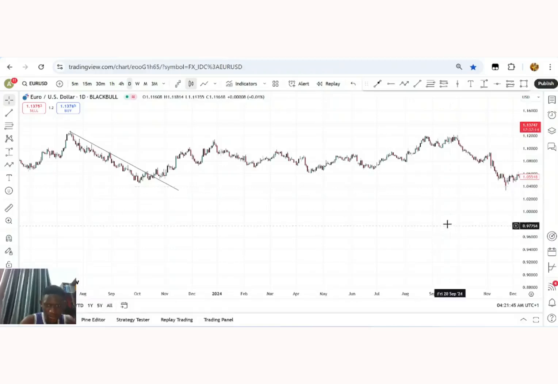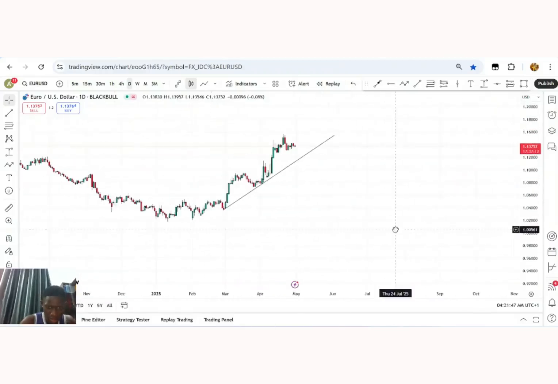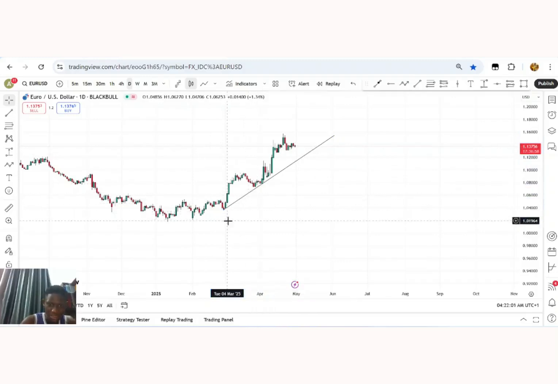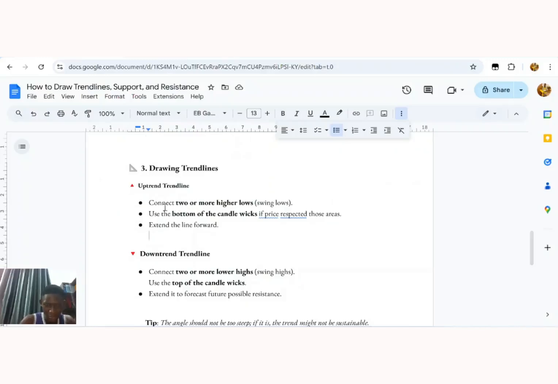Coming here now, you saw the way I connected this one. This is a low. From here, this is a higher low, and okay, the market has not formed any higher low at this point, but this is a higher low. So this is a trend line connecting these two higher lows, and it makes sense, right? So first of all, connect two or more higher lows, swing lows.